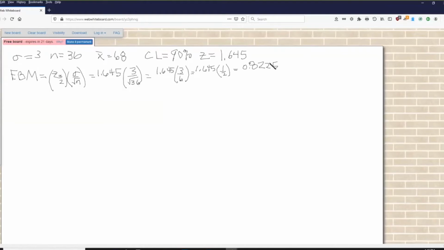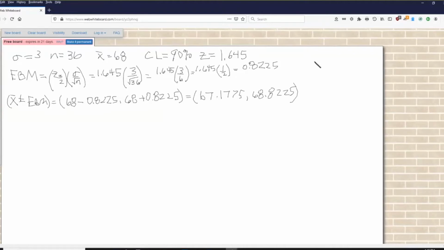Now my confidence interval is going to be the mean plus or minus the error bound of the mean. So that means I'm going to have 68 minus 0.8225 for my lower bound, and 68 plus 0.8225 for my upper bound. And that's going to give me a confidence interval of 67.1775 and 68.8225.